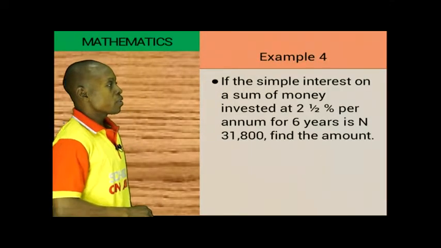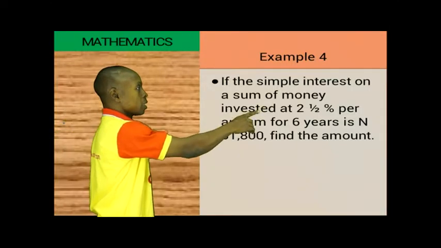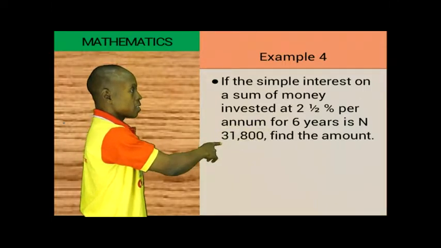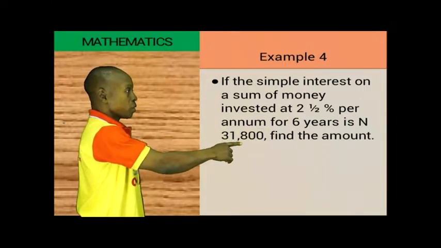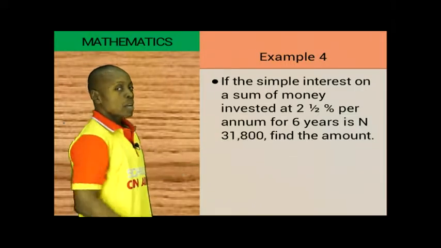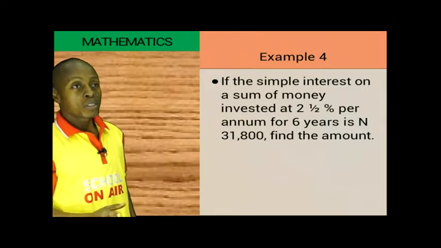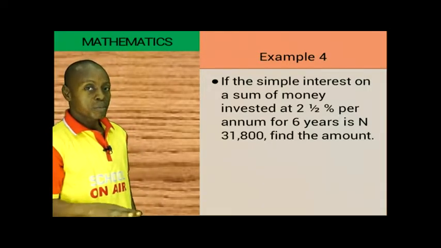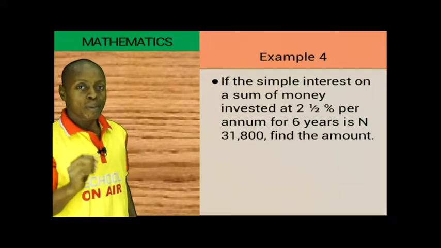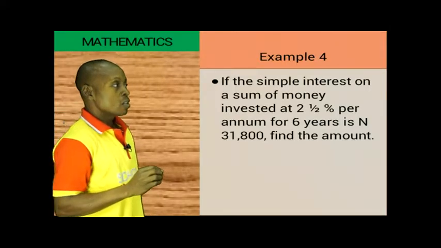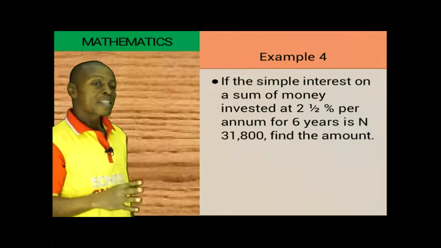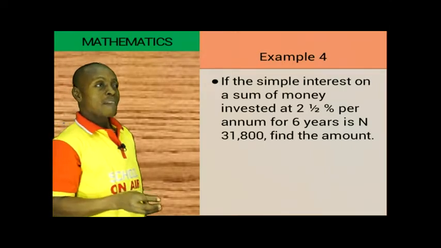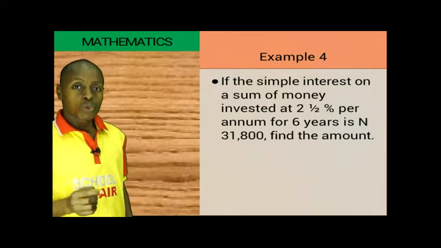Example 4. If the simple interest on a sum of money invested at 2.5% per annum for 6 years is 31,800 naira, we have to find the amount. I told you earlier that the formula for amount is equal to principal plus interest. You have to take note of that. So here in this question, we are requested to get the amount. That means for us to get the amount, you must have the principal and you must have the interest.